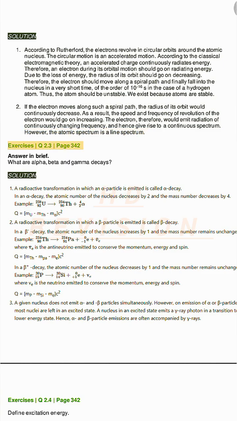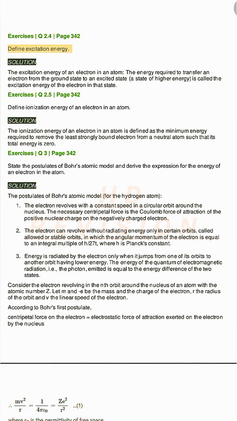Exercises Q2.3, page 342. Answer in brief. What are alpha, beta and gamma decays? Solution. Exercises Q2.4, page 342. Define excitation energy. Solution. The excitation energy of an electron in an atom: the energy required to transfer an electron from the ground state to an excited state, a state of higher energy, is called the excitation energy of the electron in that state.